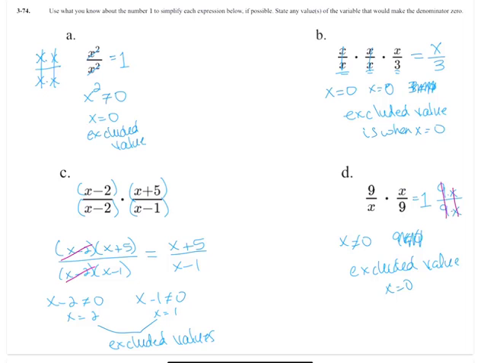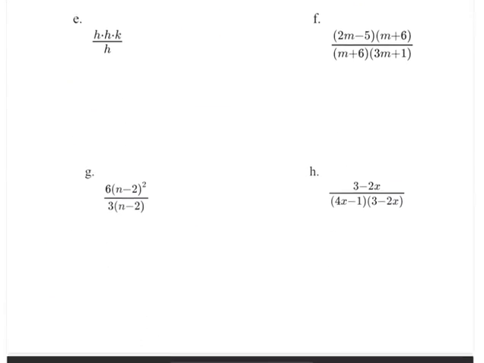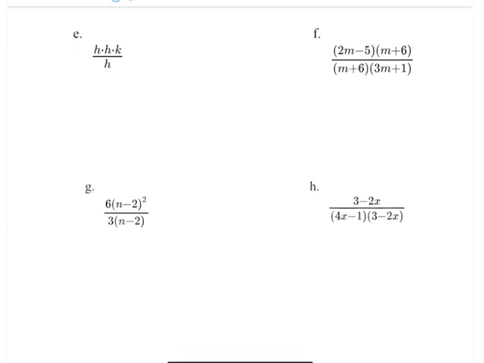I got 4 more examples for you guys to go through. All right, so for letter E, we have h times k all over h. When I first read that, I thought it was 3 h's on top. So, why do letters have such close resemblance to each other?